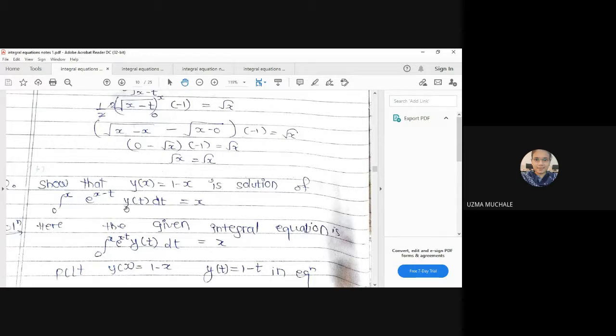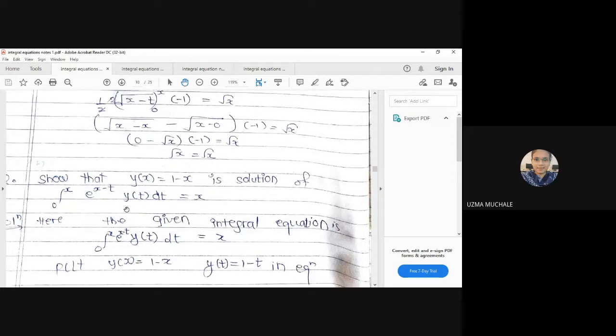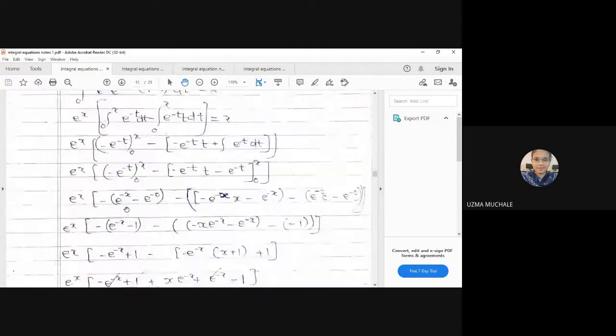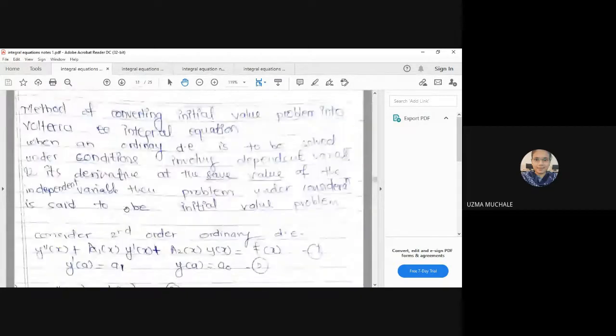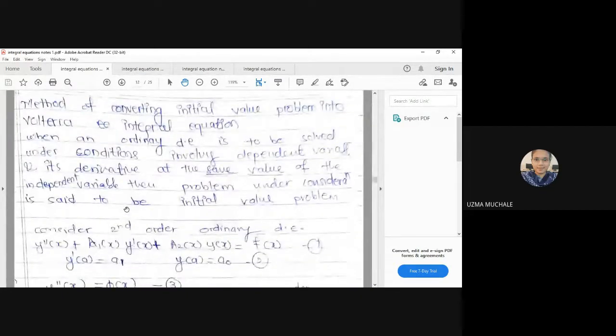You have to verify which one will be suitable for your equation. Getting me? Yes, ma'am. Okay. So these are the things which we have seen, that is how to verify whether the given function is a solution or not. Next we have seen is conversion of initial value problem to Volterra integral equation.